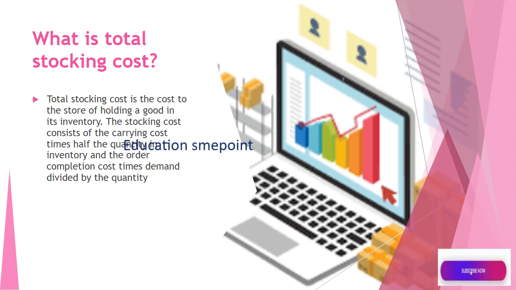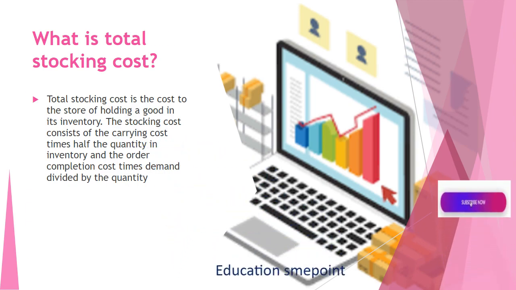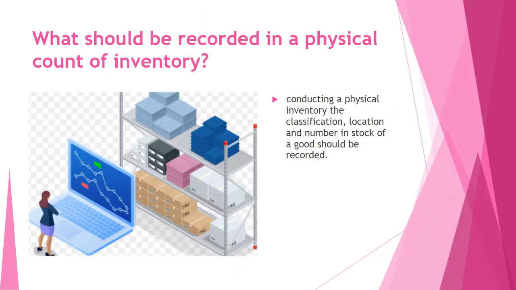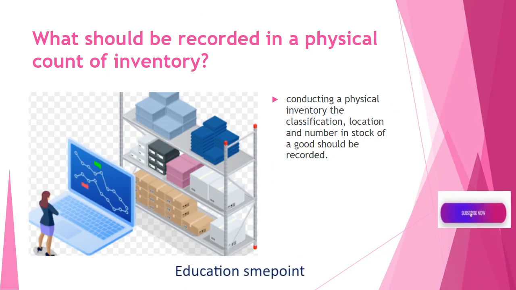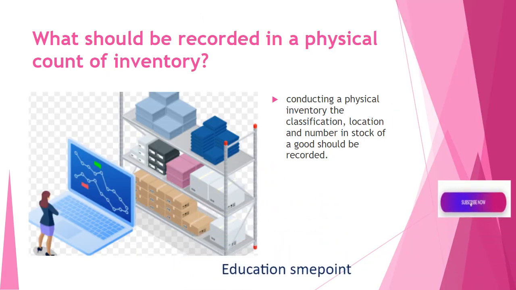What is total stocking cost? Total stocking cost is the cost to the store of holding a good in its inventory. The stocking cost consists of the carrying cost times half the quantity in inventory and the order completion cost times demand divided by the quantity. What should be recorded in a physical count of inventory? Conducting a physical inventory, the classification, location, and number in stock of a good should be recorded.